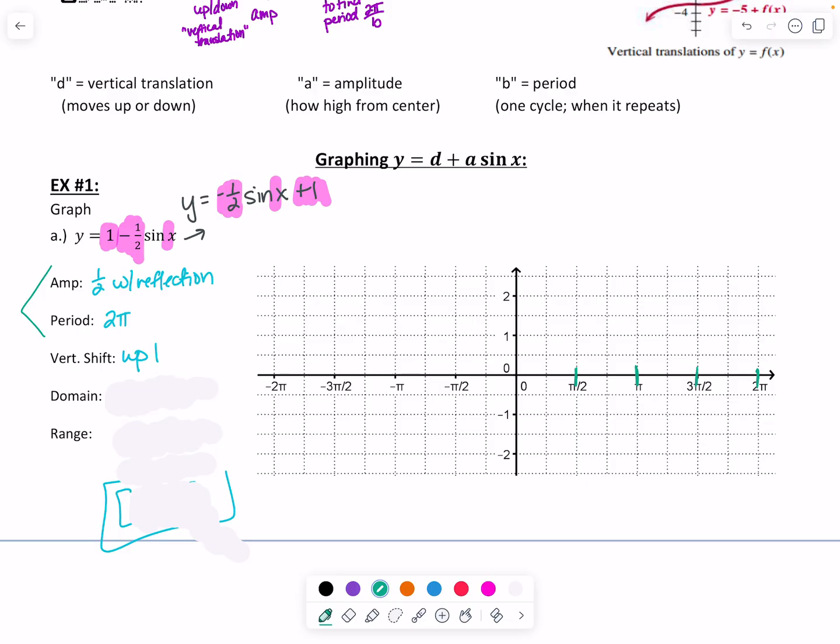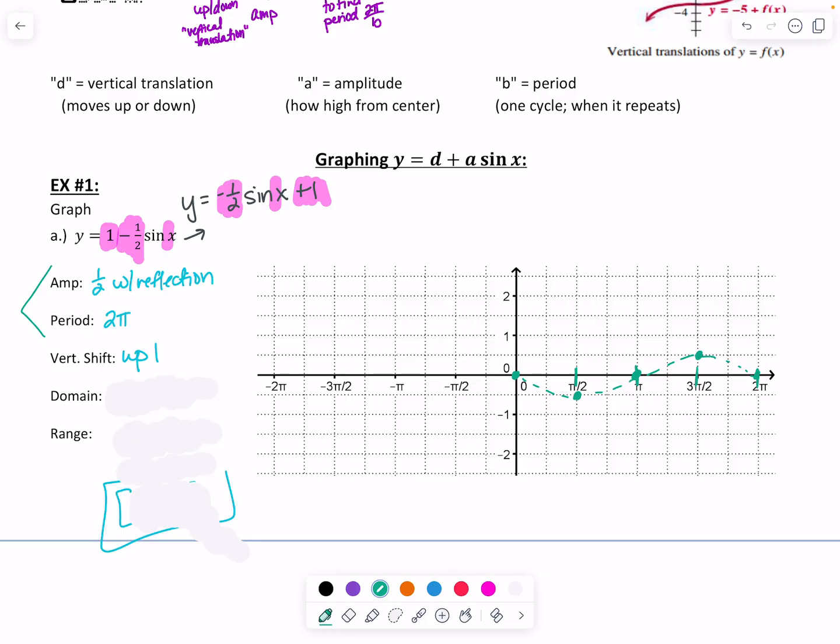Sine always starts at 0. Normally it would go up to 1, but this time we only have an amplitude of 1/2 and it's reflected. So I'm actually going to go down to 1/2 first, then I'm going to go up to 0, then I'm going to go up to 1/2, then I'm going to go down to 0. So if I were just graphing this with the amplitude and period, it would look something like that, right?